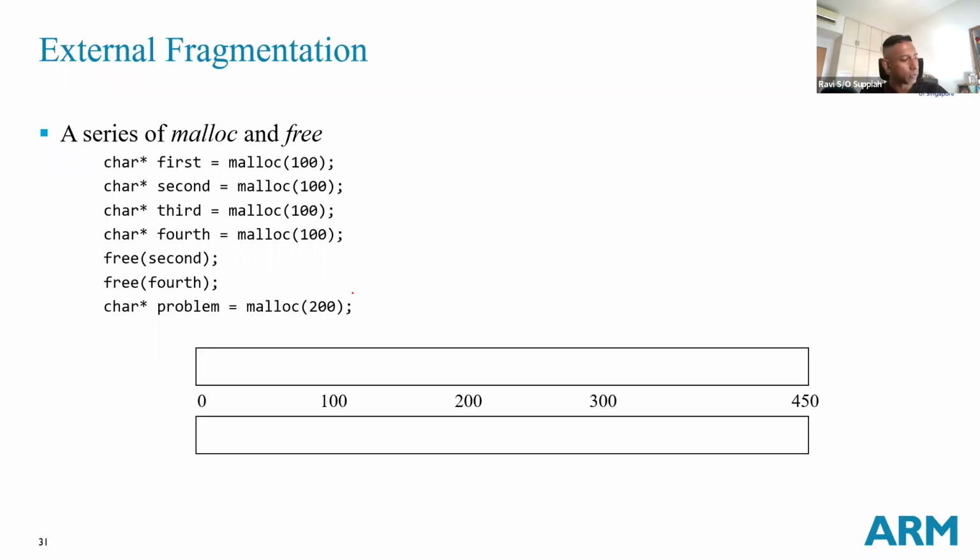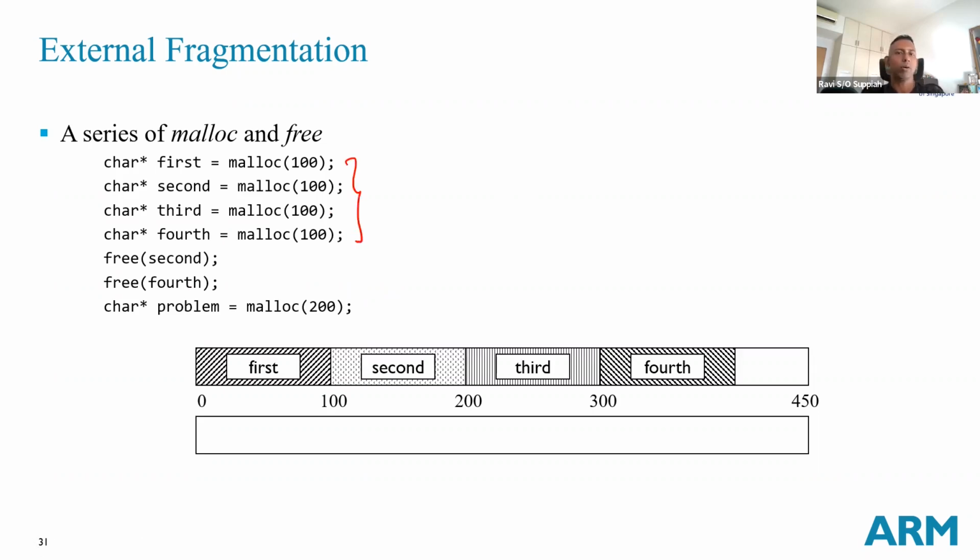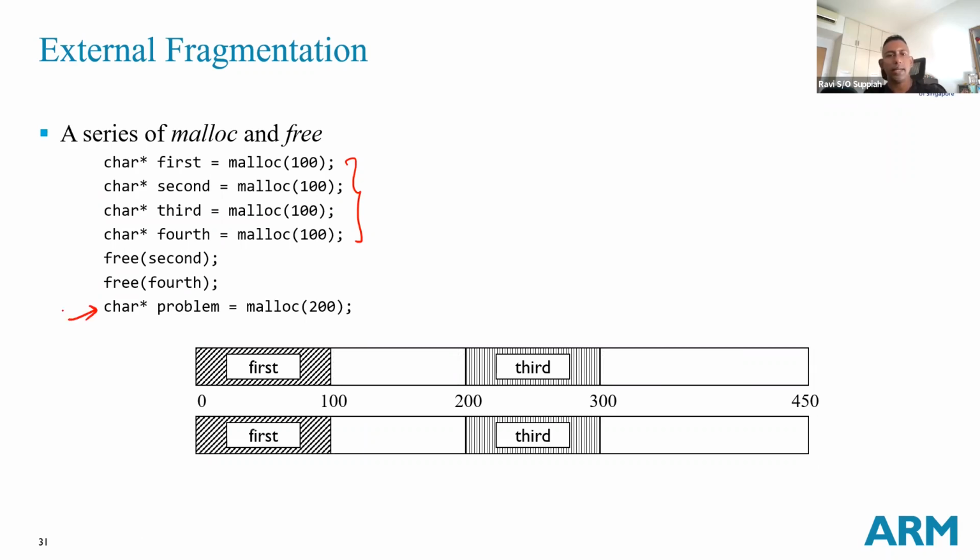External fragmentation is caused when you have dynamic or variable allocation sizes. For example here, if I request 4 chunks of 100, then it will just give me the 4 blocks. Then when I free the second and the fourth, and then I request one more, which is 200, there is a problem.